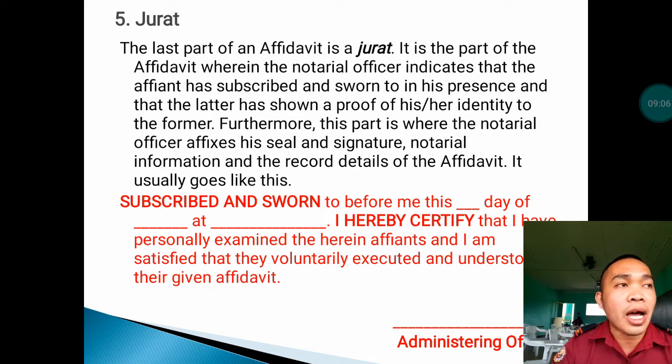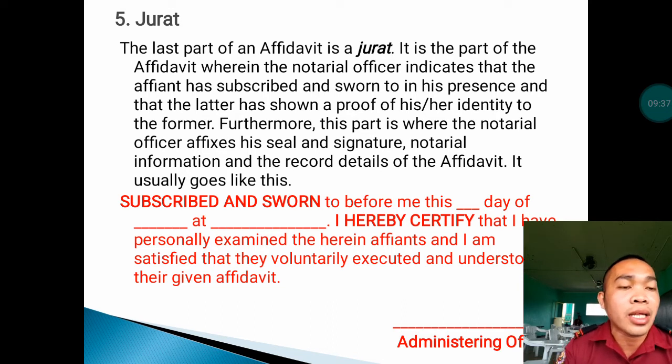So makita ang jurat after sa pag-sign sa two affiants, mga witnesses. So subscribed and sworn before me this karon nga adlaw, at a day of month and year at the place where the jurisdiction. I hereby certify that I personally examined the herein affiants, and I am satisfied that they voluntarily executed and understood their given affidavit.